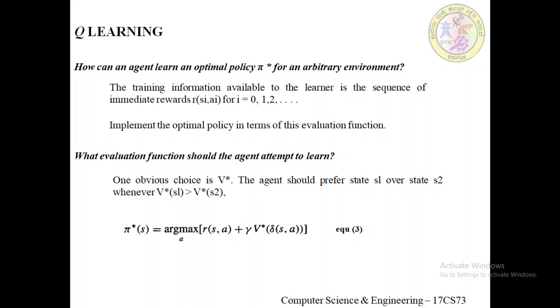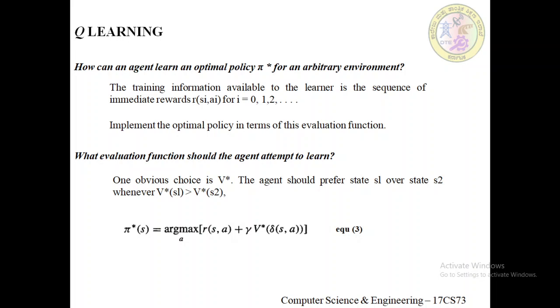What evaluation function should the agent attempt to learn? One obvious choice is V star. The agent should prefer state S1 over state S2 whenever V star of S1 is greater than V star of S2, because the cumulative future reward will be greater from S1. Of course, the agent's policy must choose among the actions, not among the states. However, it can use V star in certain settings to choose among the actions as well.